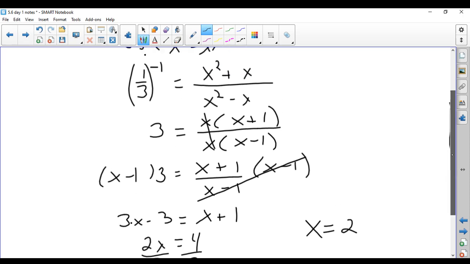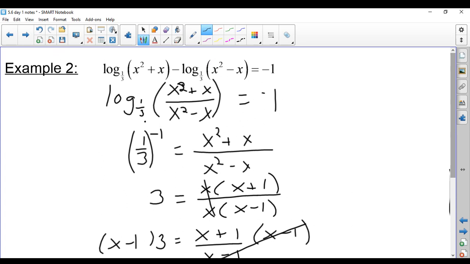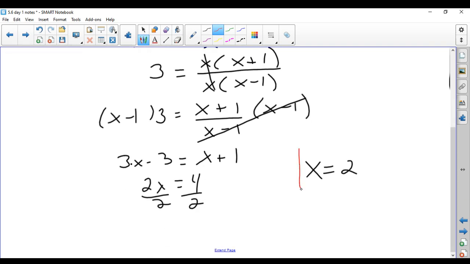And again, I just want to check quickly that when I go back to the original problem, I look at each of the original arguments and make sure that the argument will be positive with my answer. 2 squared plus 2, 4 plus 2 is 6. 2 squared minus 2, 4 minus 2 is 2. They're both positive. We're good. So my answer is x equals 2.